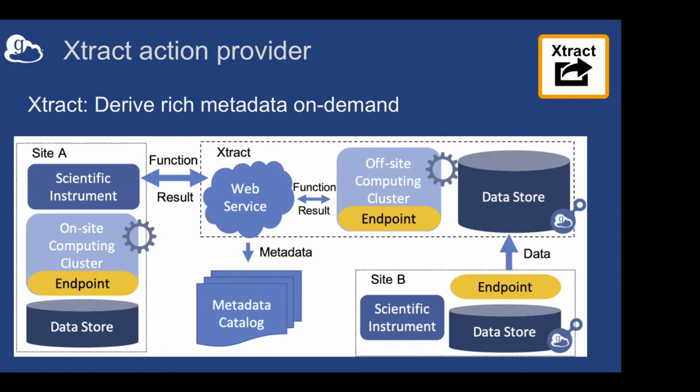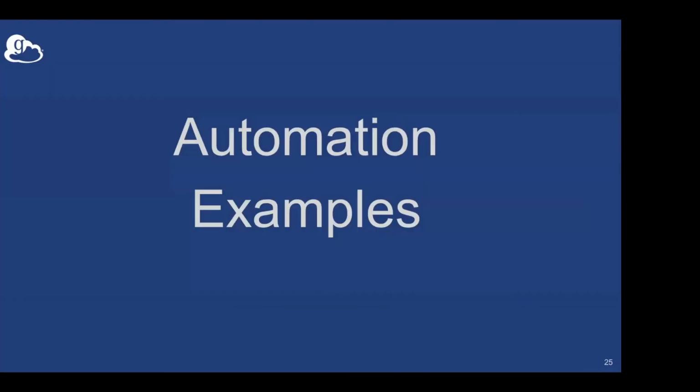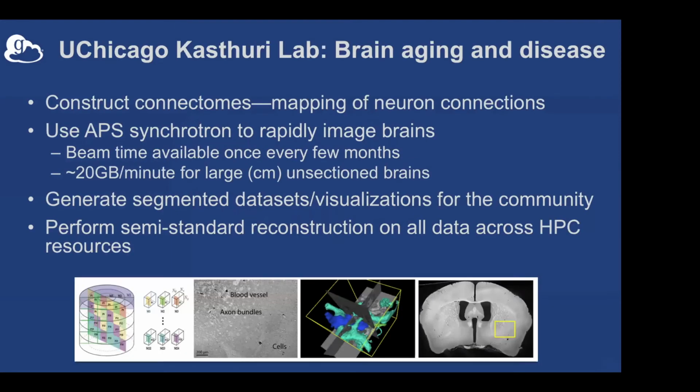And I want to spend a little bit of time next talking about some examples. I mentioned we have some pilot systems in place that are using these services. So one that's been around a little while is the Neurocartography project that's run by Bobby Kasturi, who is essentially trying to map the brain, right? So trying to build a mapping of the neurons in the brain and the connections between them.